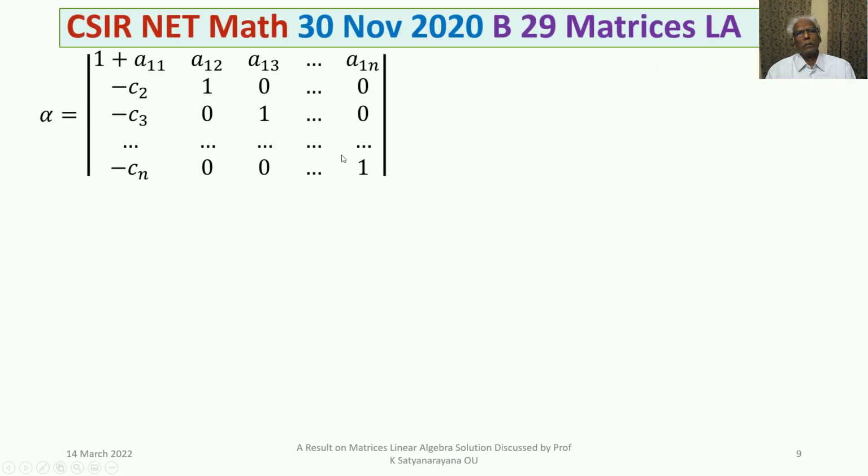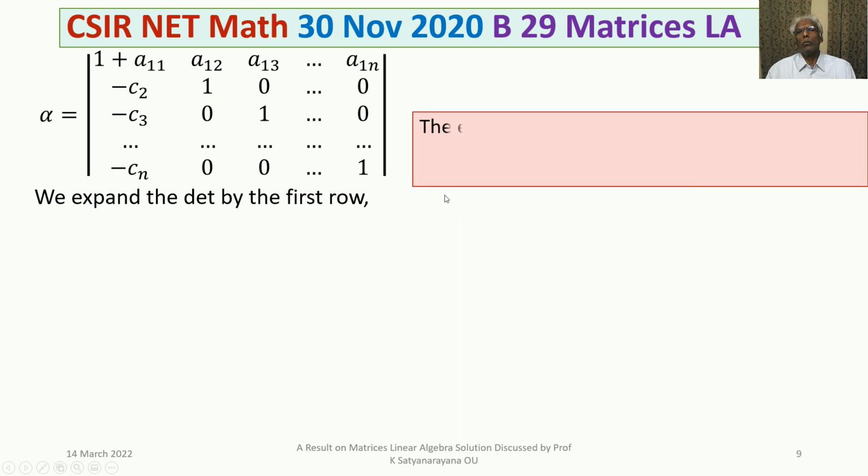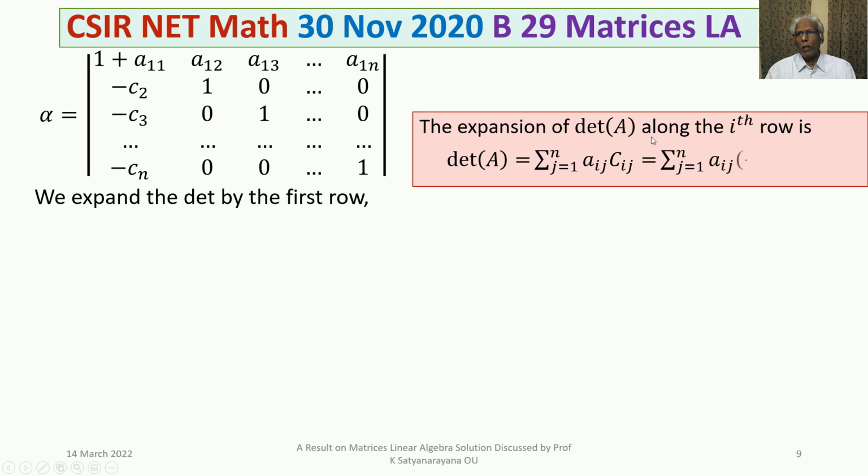So that is the situation after applying the elementary row transformation. And this is the determinant we have to evaluate. So how to evaluate? We expand this determinant by the first row. And we recall, how do we write the expansion of the determinant of A along the ith row? This is a very well known result that we have been using.